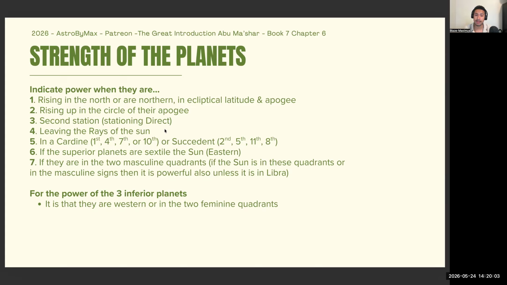And if the superior planets are sextile to the sun, so from the moment they leave the rays of the sun to when they are actually sextile to the sun exactly, that is said to be fortunate because they are eastern there and they are strong in their easternness, as we've established. And if they are in the two masculine quadrants, from the ascendant to the midheaven and from the descendant to the IC. And if the sun is in these quadrants in the masculine sign, then it is powerful unless it is in Libra. And for the inferior planets, when they are western or in the two feminine quadrants, that's when they have their power.